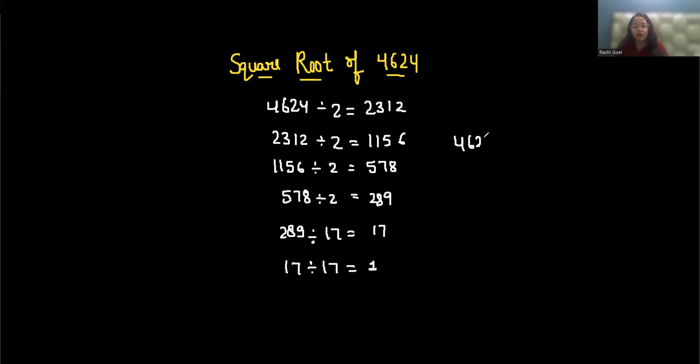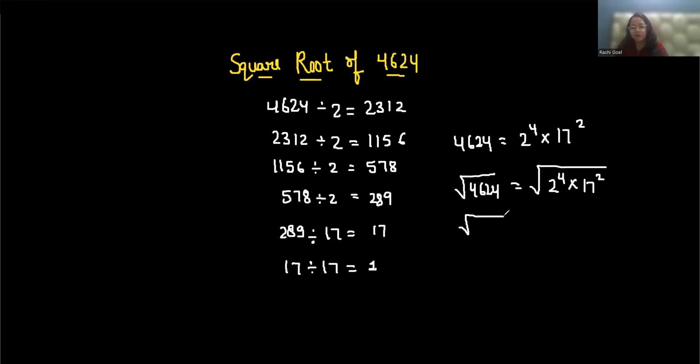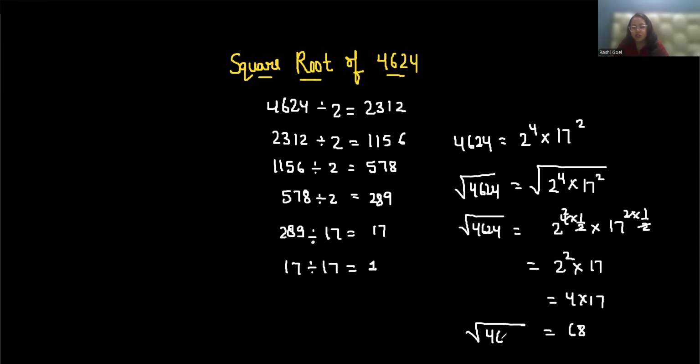So in terms of prime factorization exponents, we can write 2 power 4 times 17 power 2. Now taking square root on both sides, we can write this as 2 power 4 times 1 by 2, times 17 power 2 times 1 by 2. So it becomes 2 power 2 times 17. That is 4 times 17, which equals 68. So the square root of 4624 is 68.